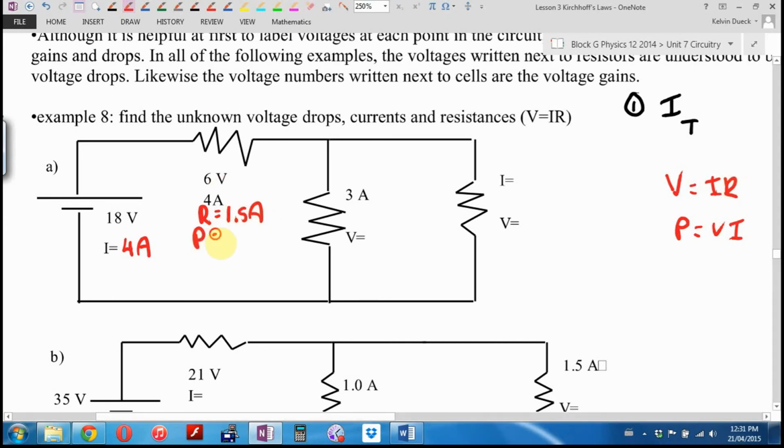Hey, I'm just curious, how many watts of power does this resistor use? You know what? Let's pretend it's a light bulb. How many watts is this light bulb? Oh, ohms, not amps, Mr. Dueck. Thank you. How many watts is this light bulb in your head?